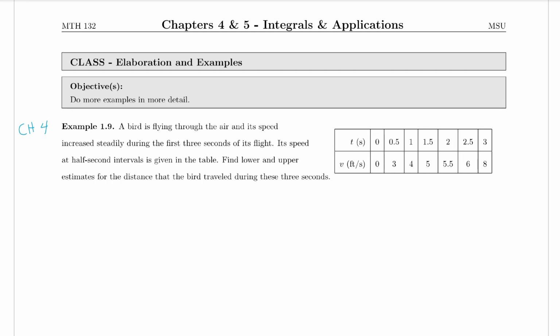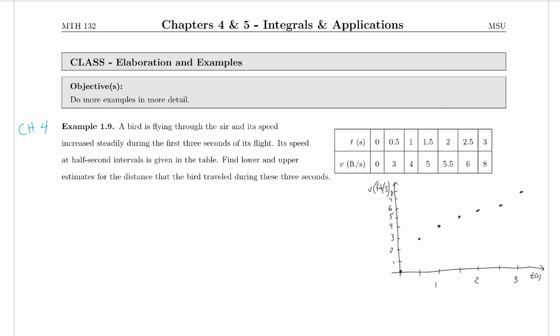So in this first example, this table of values is used to show the velocity of a bird flying through the air with its speed increasing during the first 3 seconds of its flight. And the speed is given in half-second intervals. There we go, our half-second intervals. And we want to find the lower and the upper estimates for the distance the bird travels during these 3 seconds. So let's graph the situation really quick.